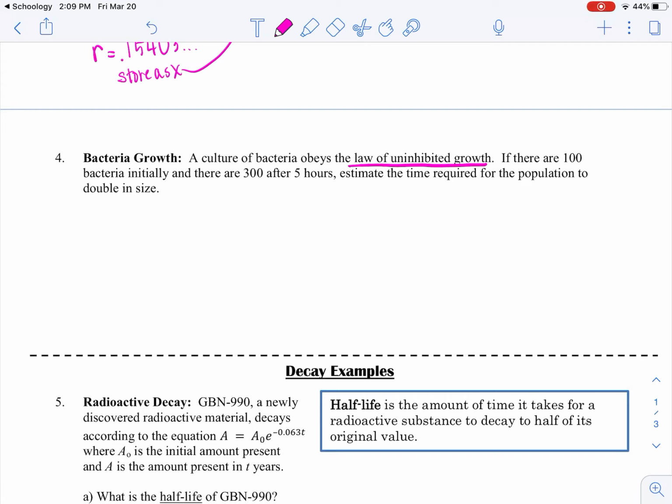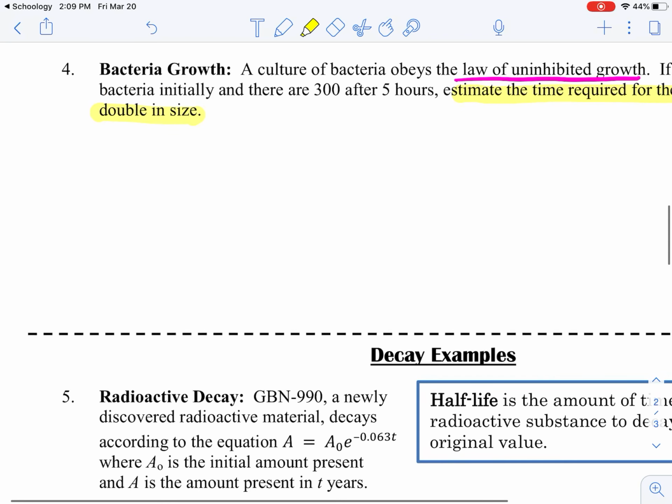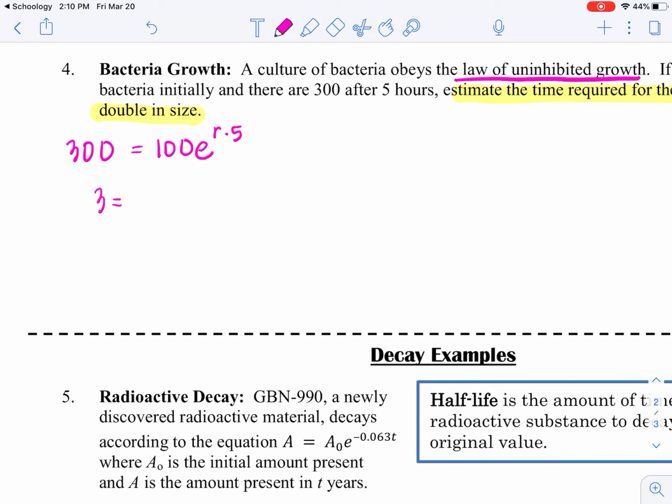So, initial amount, 100. Final amount, 300. Time, 5 hours. Rate, missing. Follow-up question, estimate the time required for the population to double in size. So I want to know what t is after I'm done with that. Okay, so let's start this problem here. So let's write our original equation so that we can figure out what the rate is. So we have our initial amount is 100. It becomes 300. Don't know what the rate at which it's increasing is after 5 hours.